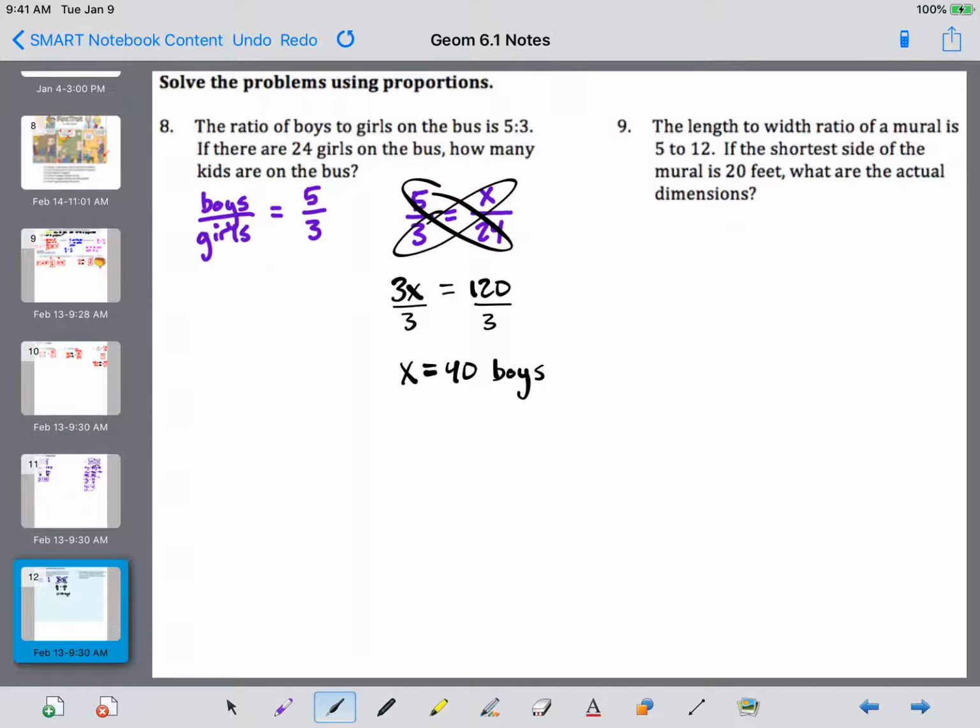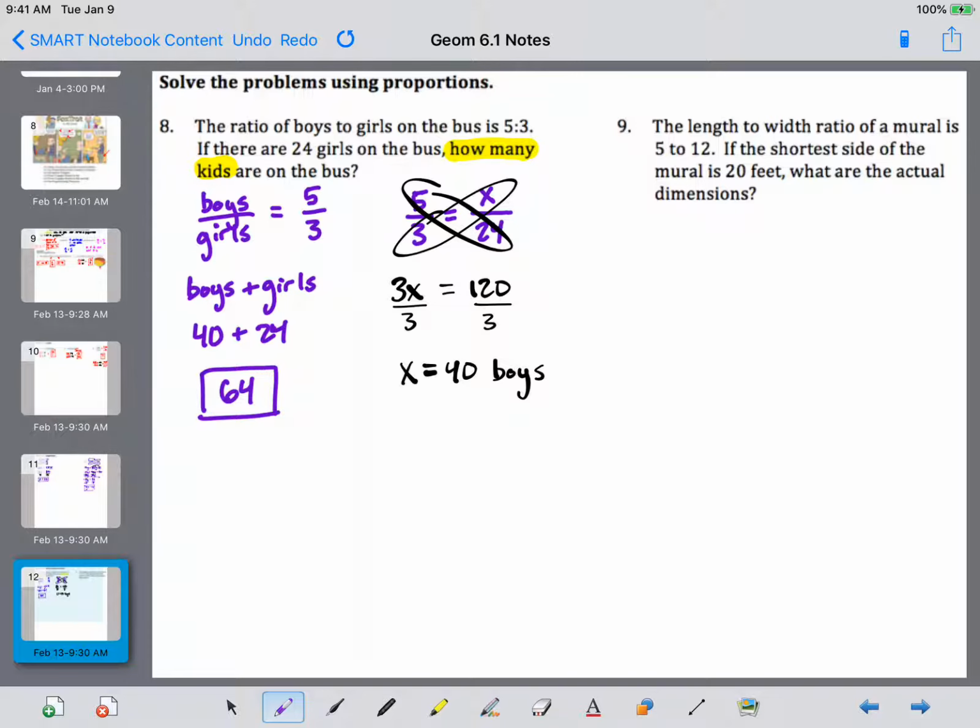So if there's 40 boys, and we want to know how many kids total are on the bus. So if we add the number of boys and the number of girls, that'll give us the total. Well, we just figured out there's 40 boys. They told us there's 24 girls, so that means there are 64 kids on the bus.